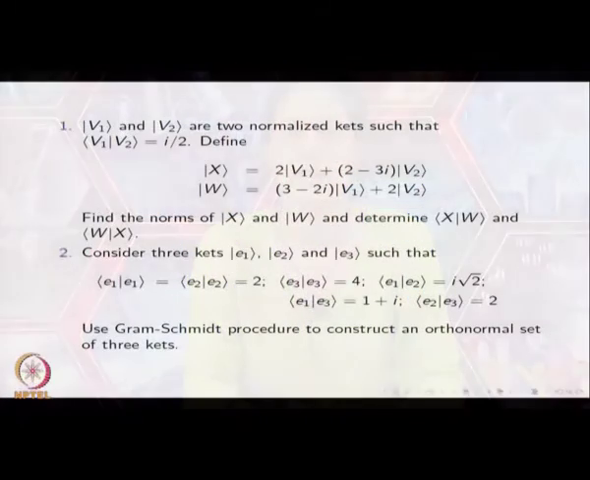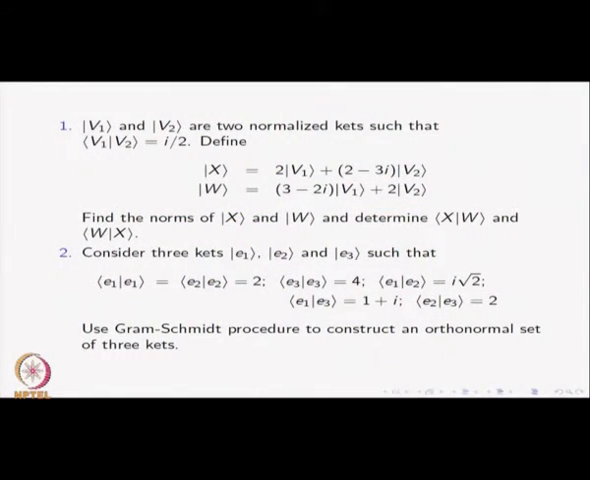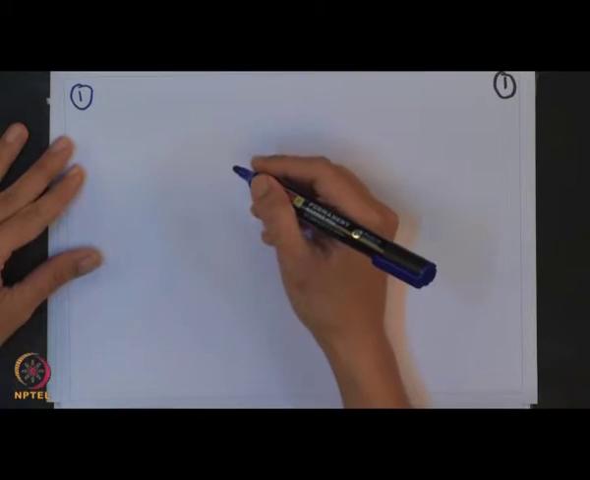So now we will start with the third tutorial, in which you have a few problems based on linear vector space. Let us start with the first problem. These are all more math-oriented problems where you have to solve a few steps. The first problem says that two normalized kets are given to you, and some definitions of these kets in terms of a new ket are given. We have to find the norm of the two kets, the first is ket x and the other is w. So you have to determine the norm.